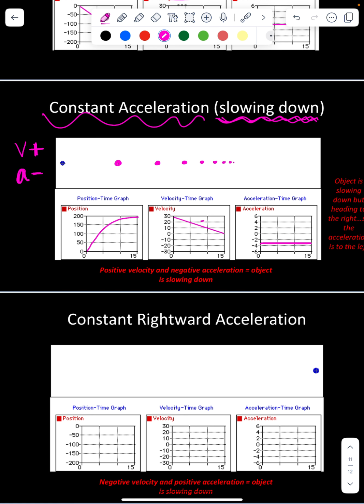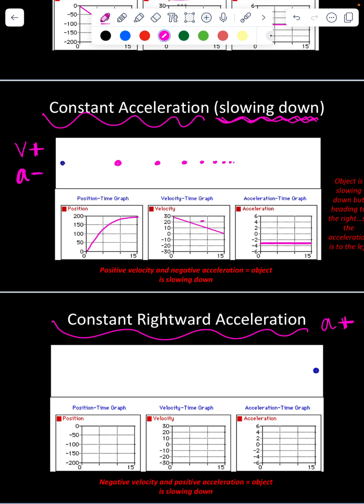Okay. Now this one is going to have constant rightward acceleration. So we know our acceleration is positive. And then we're starting from the right and going left, so our velocity is negative. So we have opposing signs. That means that I am slowing down in the negative direction. So again, we're going to show that by our data points going from further apart to closer together. We'll see if I can keep my dots the same size.